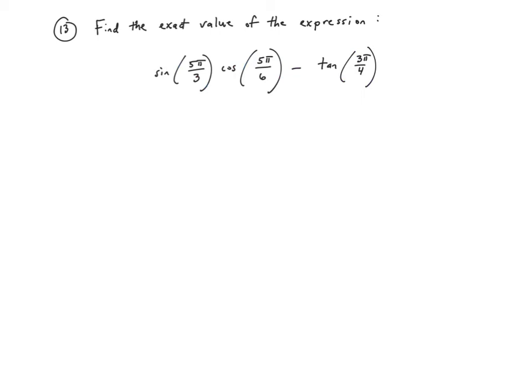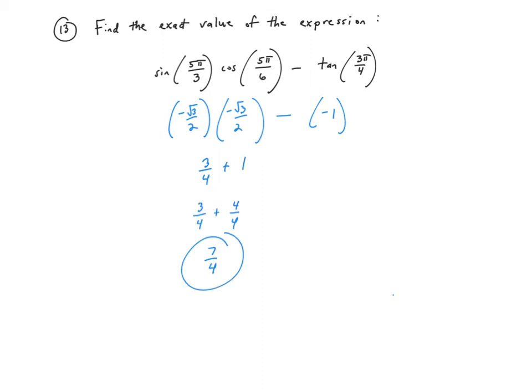Number 13, find the exact value of the expression: the sine of 5 pi over 3 times cosine of 5 pi over 6 minus the tangent of 3 pi over 4. We can use our unit circles to evaluate. The sine of 5 pi over 3 is negative root 3 over 2. The cosine of 5 pi over 6 is negative root 3 over 2. The tangent of 3 pi over 4 is negative 1. Simplify to obtain 3/4 plus 1. 3/4 plus 1 is 7/4.